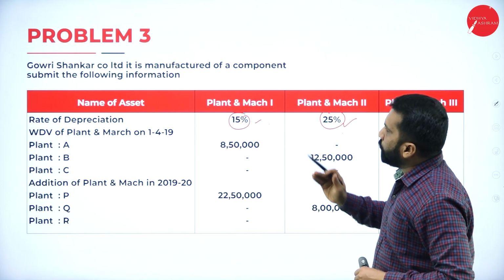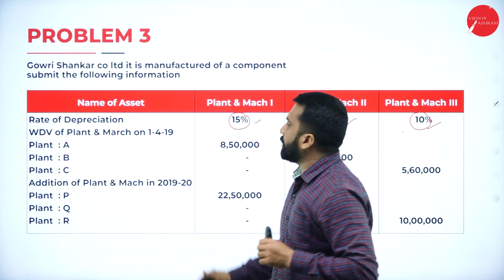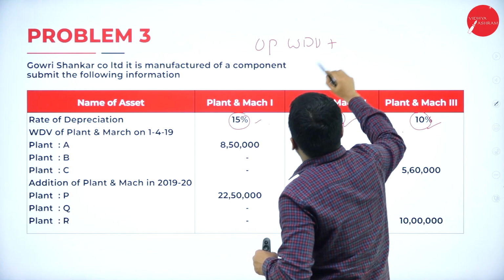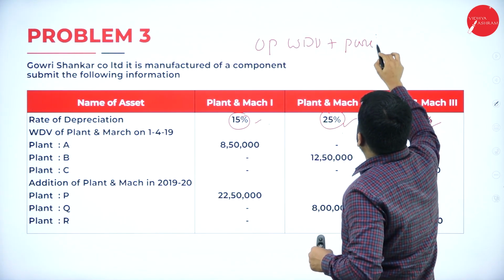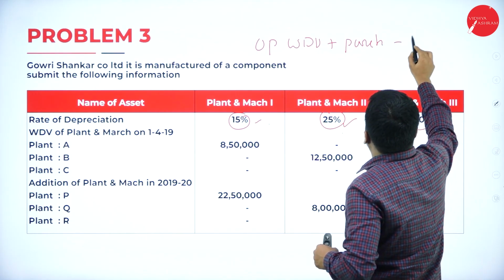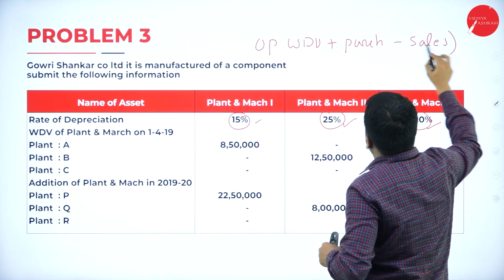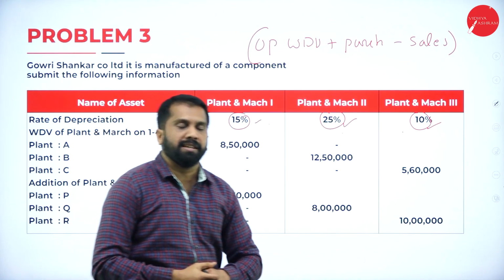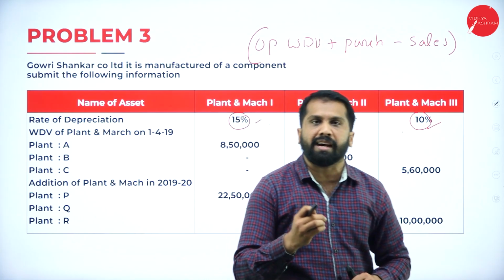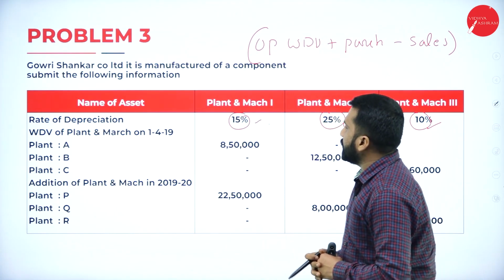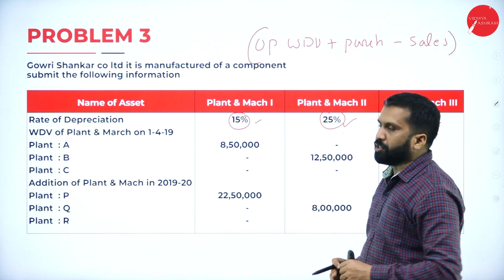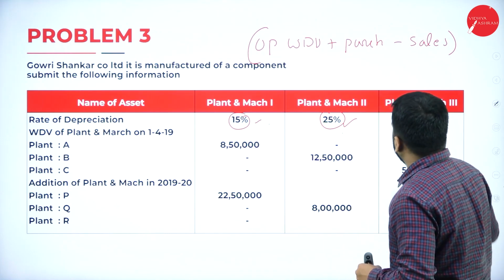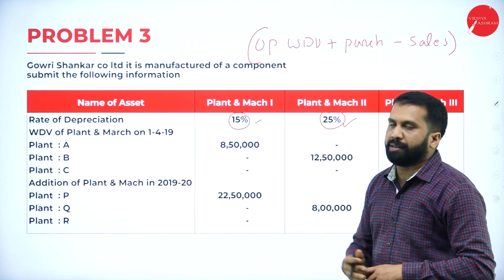Now, we'll go one by one, but remember, what is the format? Opening WDV plus purchases minus sales. This will be called as your format. In this, first we'll go with plant and machinery 1, then plant and machinery 2, and finally plant and machinery 3. We'll go one by one.